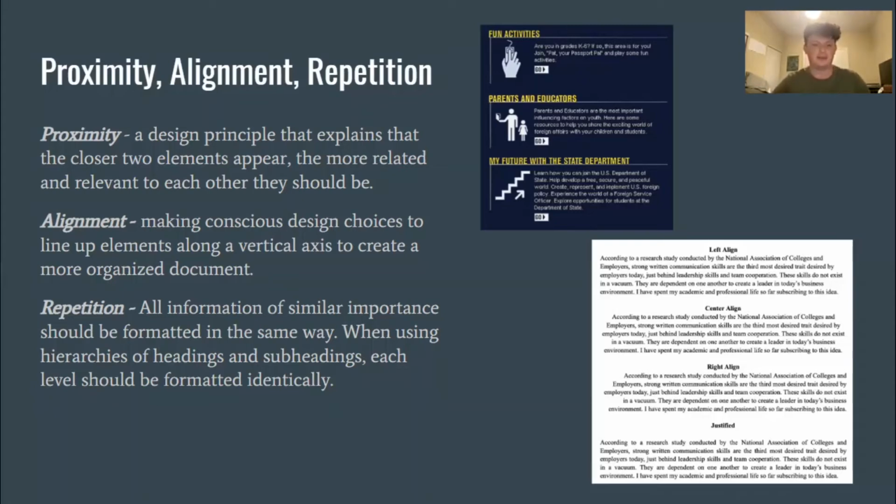And in order for a good hierarchy to be effective, the editor must ensure the concept of repetition is established. That means that all information of similar importance is formatted in parallel. For example, each first level heading should use the same typography, text size, and line spacing so that the audience is aware that each first level heading is to be treated equally.